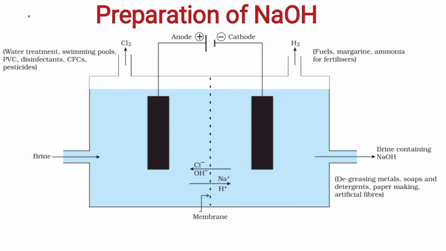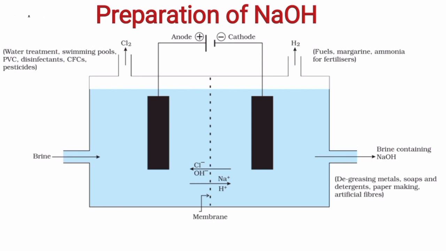Here hydrogen gas is produced. What are the uses? Hydrogen gas is used for fuels, ammonia for fertilizers, and margarine. Another product produced is chlorine gas. This chlorine gas is used in the water treatment process, and for chlorofluorocarbons, pesticides, polyvinyl chloride preparation, and swimming pool cleaning. So these are the best uses for chlorine gas.